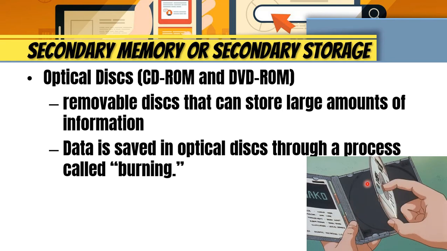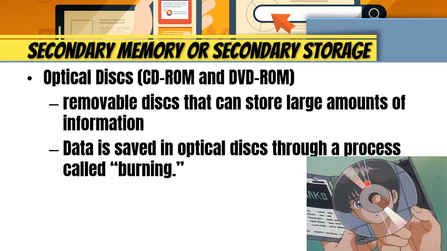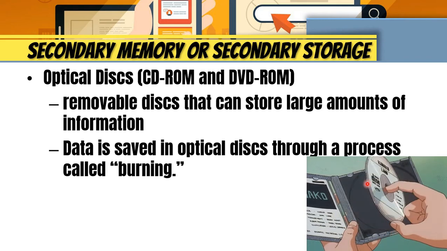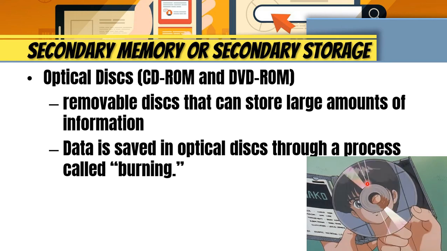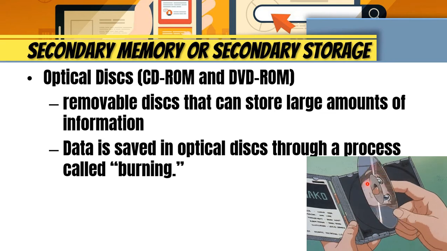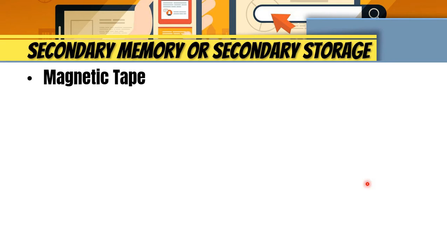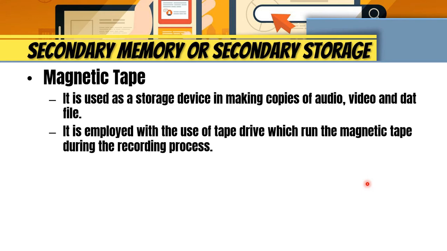Data is saved in optical disc through a process of burning, yung mga binaburn natin dyan. Okay, so I guess you are aware with CD. Pag sinabi natin CD, ang capacity niya lang 250 megabyte, while DVD is 7 gigabyte. The next secondary is magnetic tape. I guess nakakita na din kayo ng ganito. It is used as a storage device in making copies of audios, videos, and dot file. It is employed with the use of tape drive.